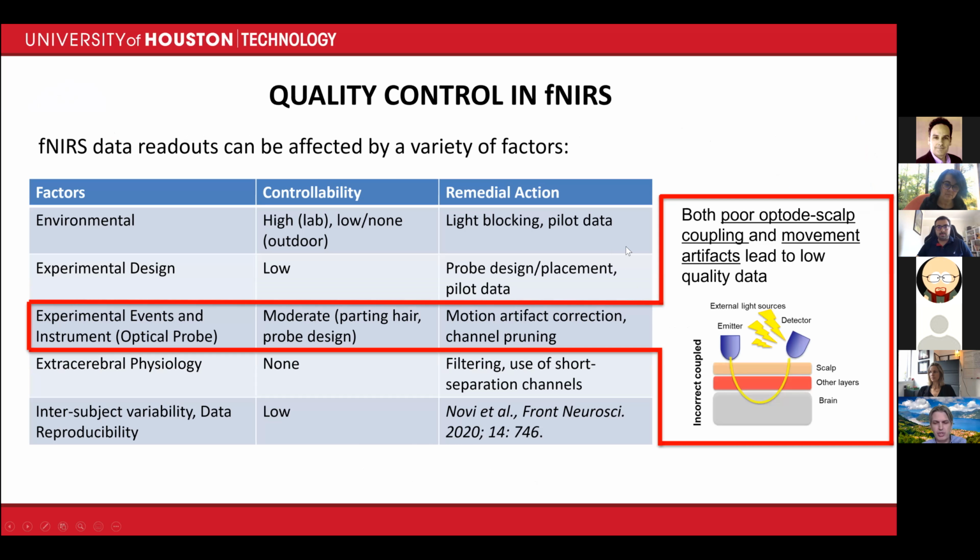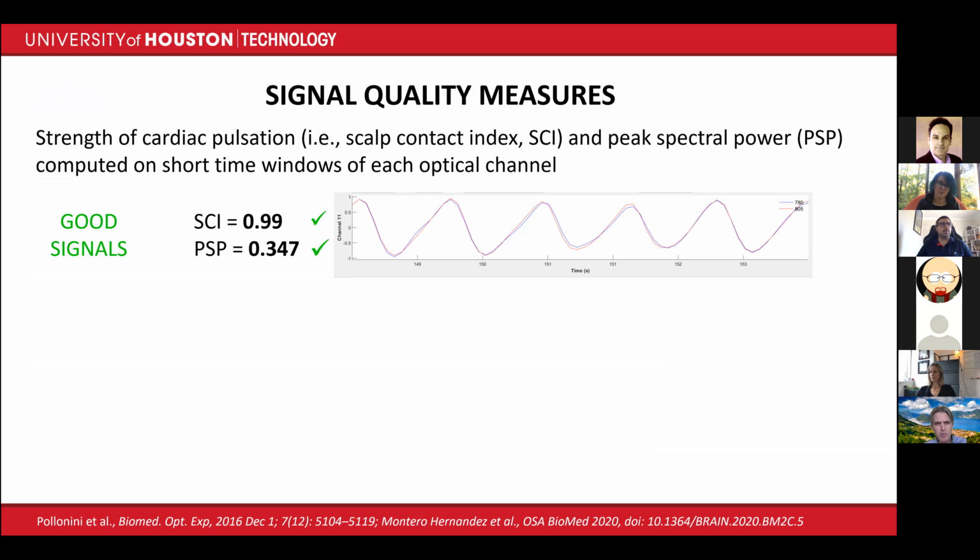Okay, so there has been a couple of excellent talks in these couple of days regarding quality control in fNIRS studies, including Rickson's, of course. And our group is focused on the quality of fNIRS signals. And everybody knows that, of course, both poor opto-to-scalp coupling and movement artifacts can adversely affect the quality of fNIRS data. So a couple of years ago, we proposed two objective quantitative measures of quality of fNIRS signals.